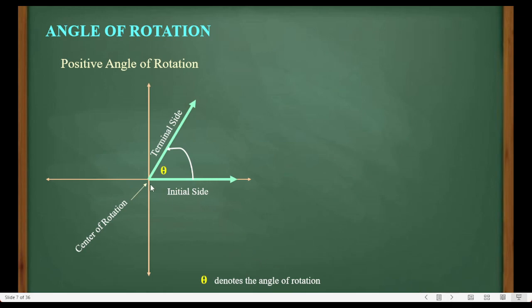Now, since the amount of rotation is generated in a counterclockwise manner, the angle produced is the positive angle of rotation. And the pivot point or the center of rotation is at the point of origin.